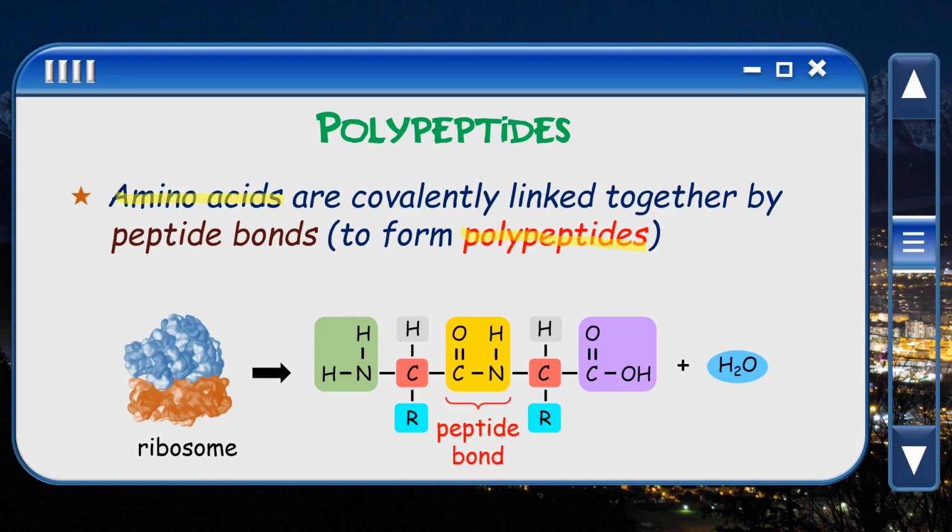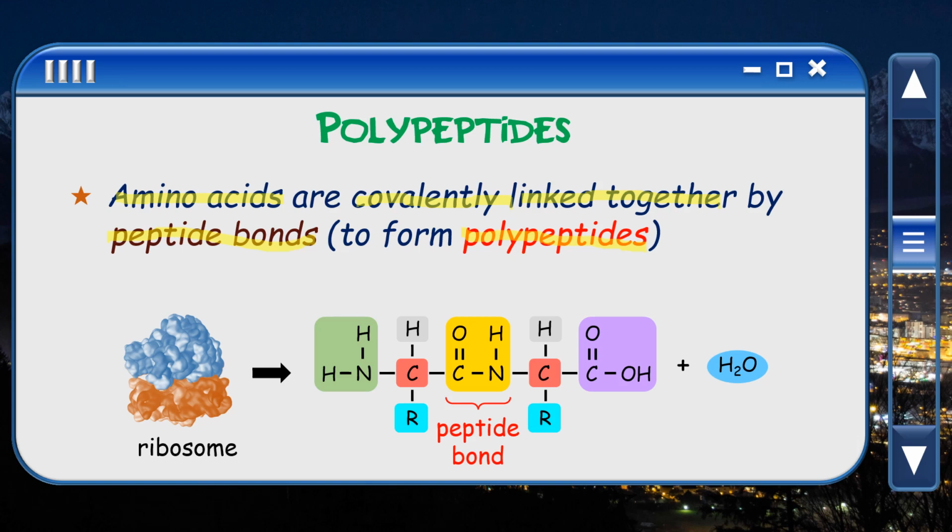When you bring a monomer and a monomer, you form a dipeptide. Those two amino acids are covalently bonded, and the bond that links the two together is called a peptide bond. So amino acids are covalently linked together by peptide bonds to form what we call a polypeptide.